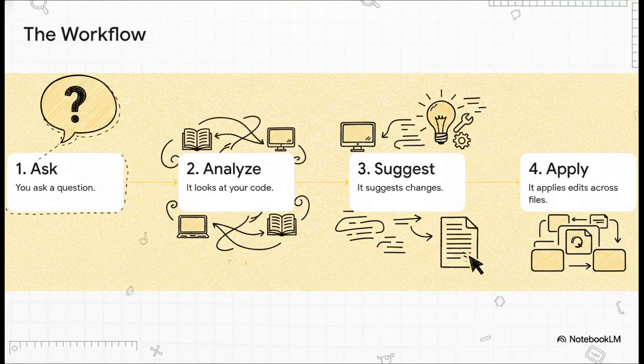Well, the workflow feels just brilliantly simple. You just ask a question in plain English, something like, hey, why is this endpoint so slow? The tool then appears to scan your entire code base, it pinpoints the problem, suggests the exact changes you need to make, and then, with your okay of course, it applies those edits across a bunch of different files. It just feels like it works, seamlessly.